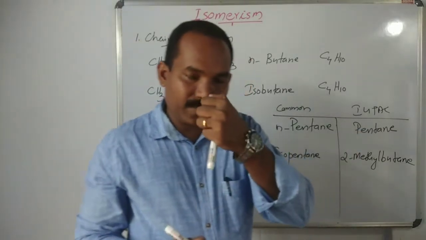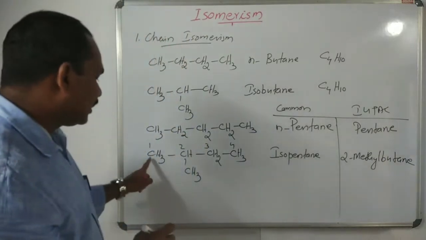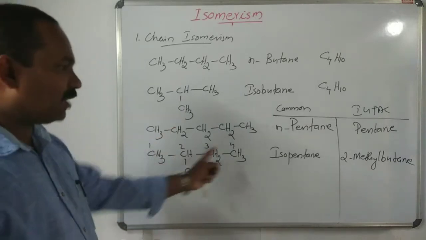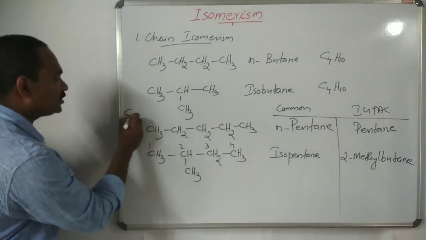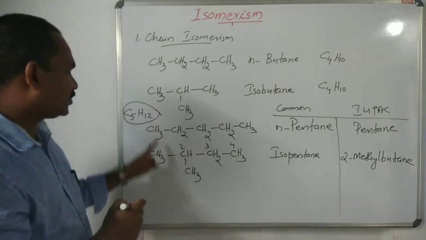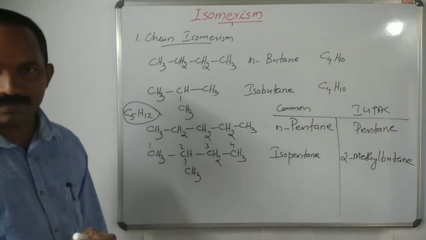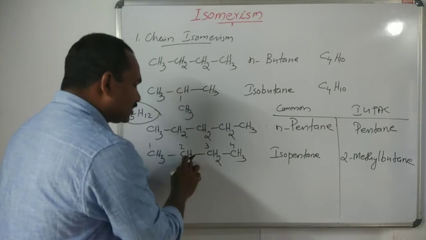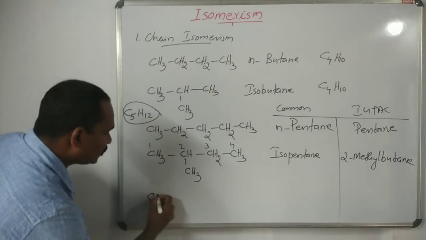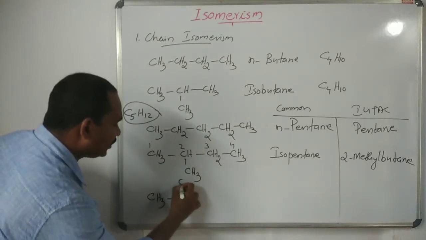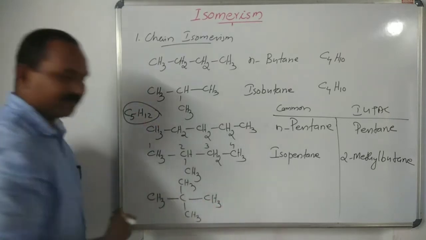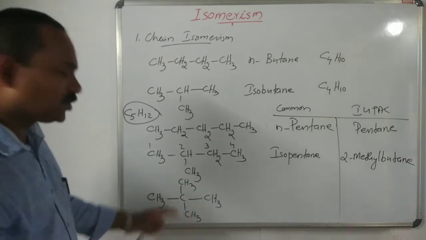Okay, this has straight chain, that's why we put N-pentane. The IUPAC name of N-pentane is pentane itself. Then CH3, CH, CH3, CH2, CH3, branched one, same number of carbon atoms, all having C5H12 molecular formula. Then one more branching. This hydrogen is migrated to this carbon and this methyl group comes here. So the formula is CH3C(CH3)2CH3. Okay, this is also possible.